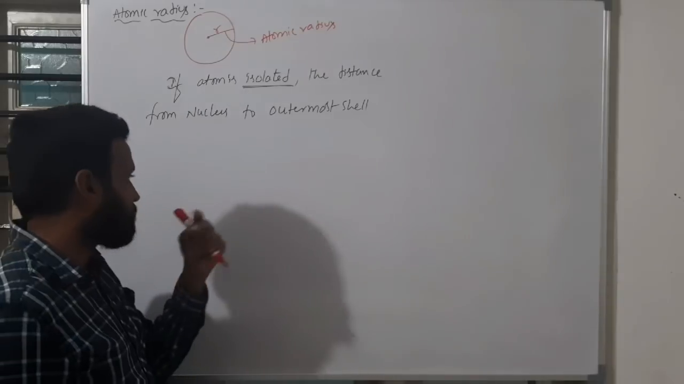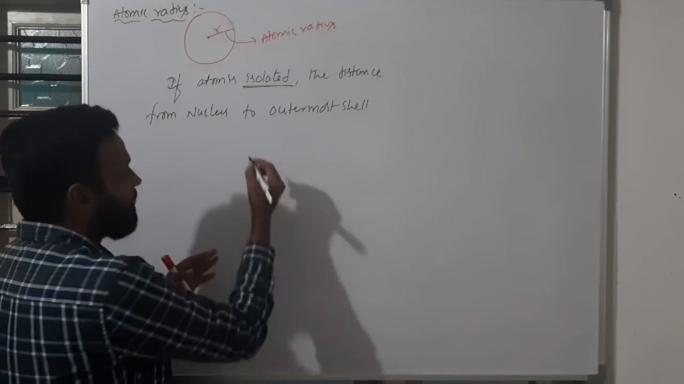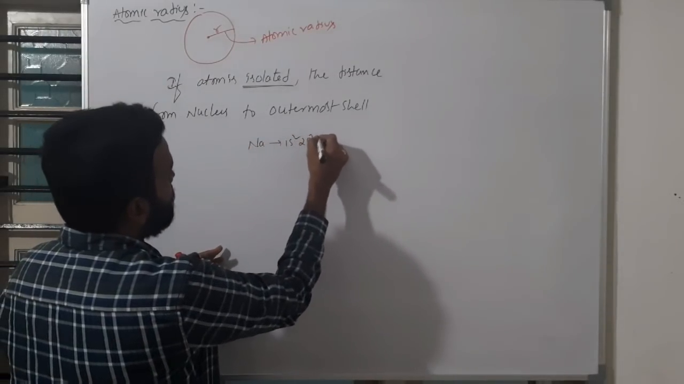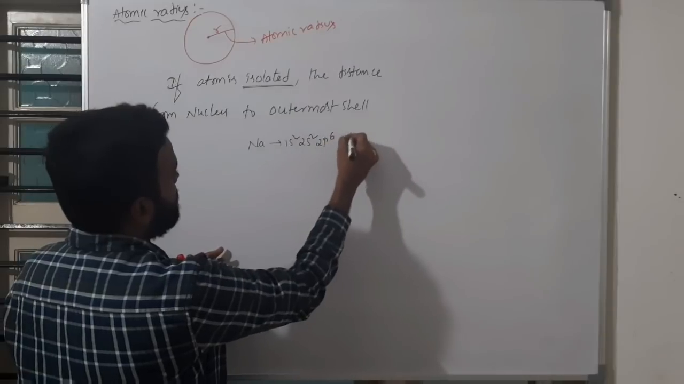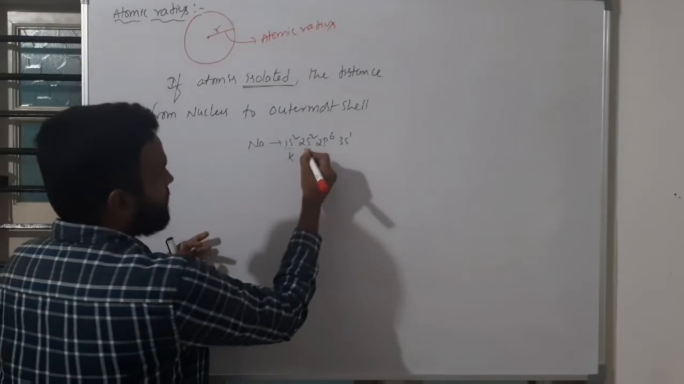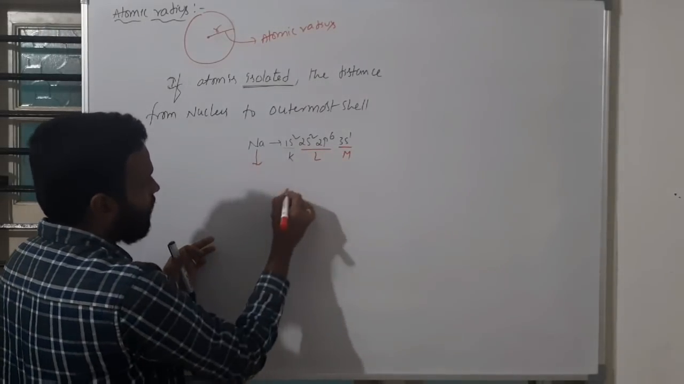For sodium, suppose, nucleus to third shell, because who is the outermost for sodium? Sodium, if you see, 1s2, 2s2, 2p6, 3s1, means what shell? This is K shell, I told you. You remember? This is called L shell. This is called M shell. So for sodium, what is radius?